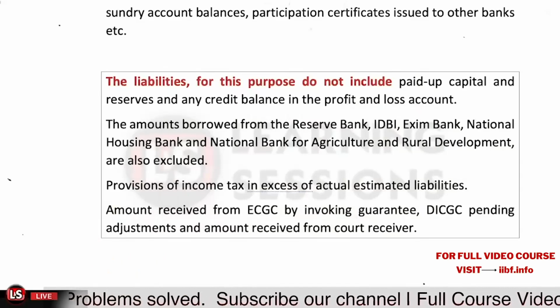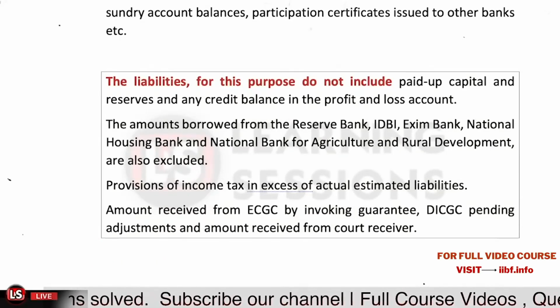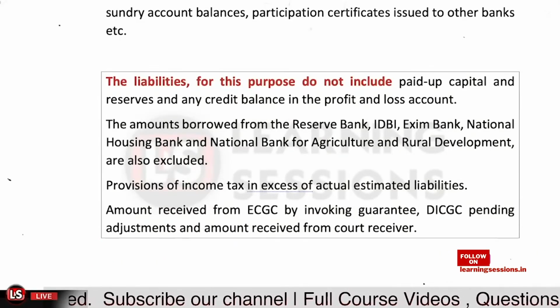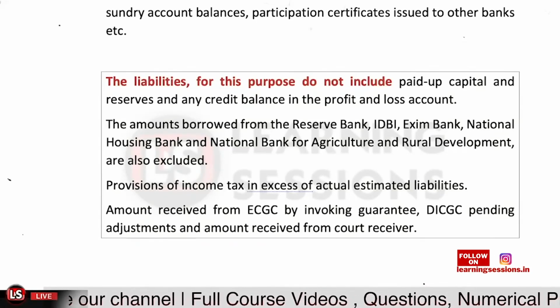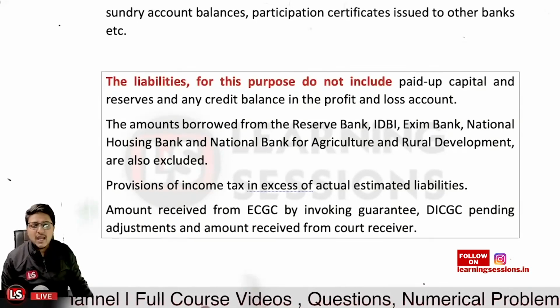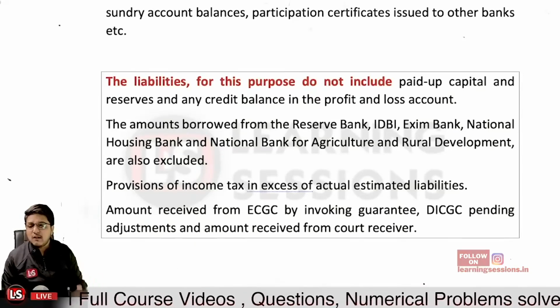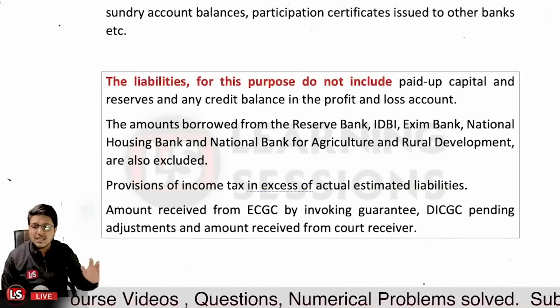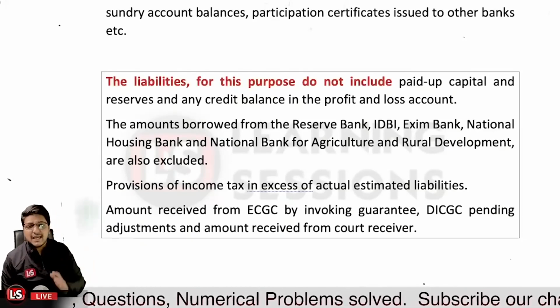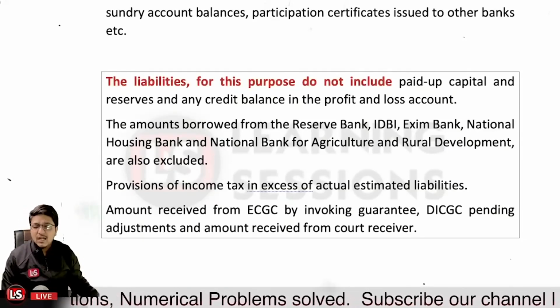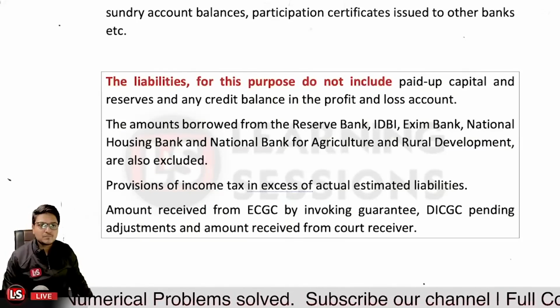Other than that, if the amount is borrowed from the Reserve Bank of India, SIDBI, IDBI, NABARD, or any of the departments, that is also excluded. And also, if there is any amount received from the ECGC by way of invoking a guarantee, any DICGC pending adjustment, or any amount received from the court receiver, that is also excluded.